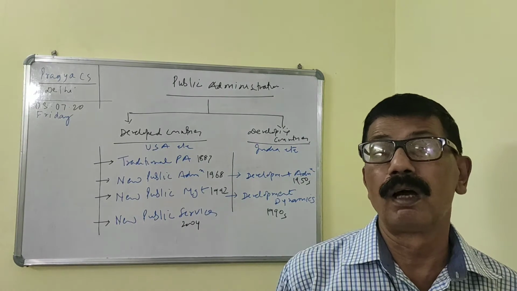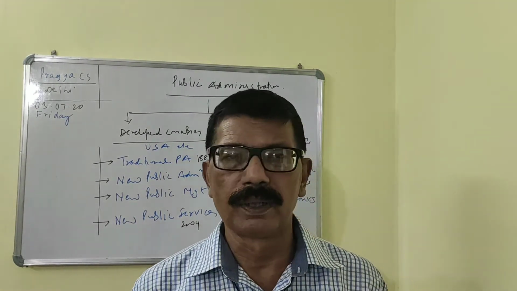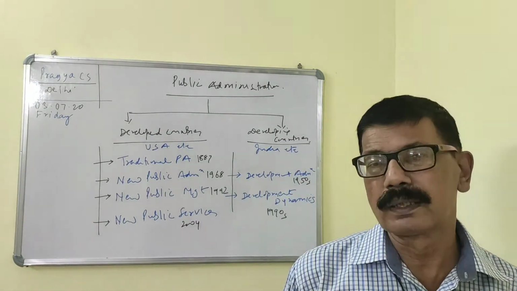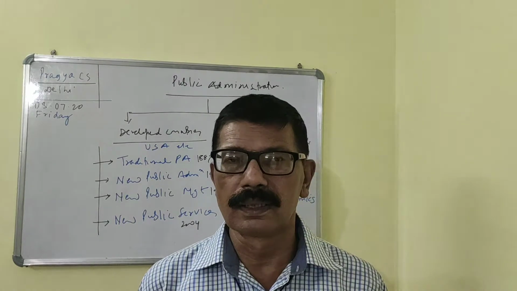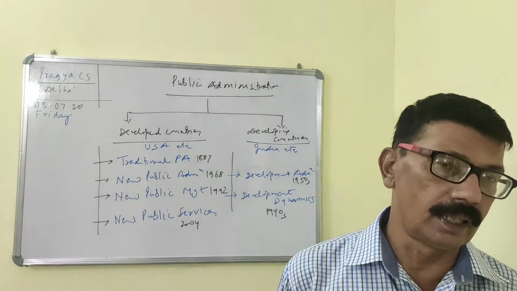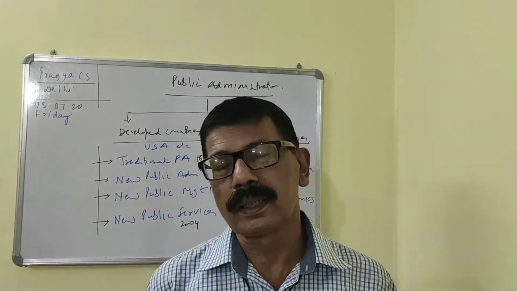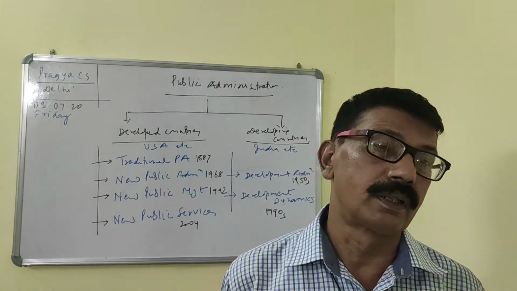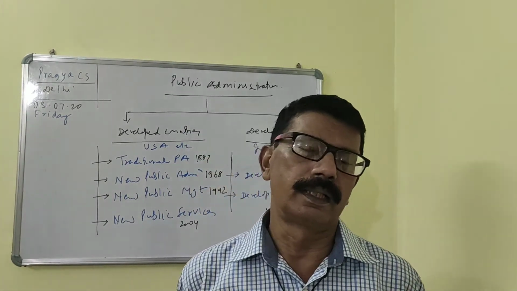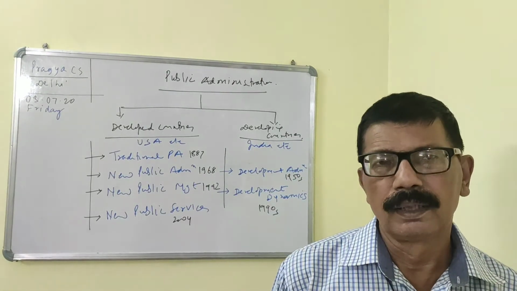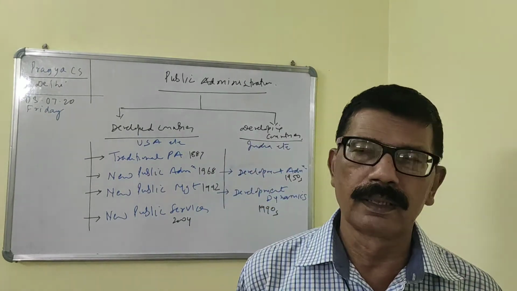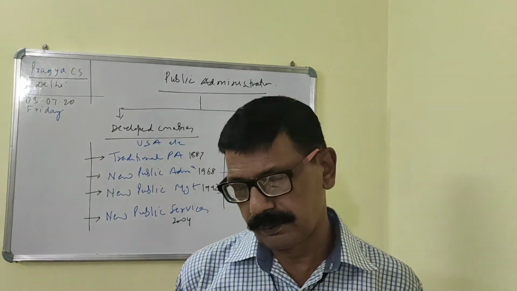This continued for a long period till the arrival of new public administration. The traditional public administration, or you can say the Wilson view of public administration, was in existence between 1887 to 1968. However, after the Second World War, with the change in situation, criticism against traditional public administration started, but it was completely replaced by new public administration from 1960 onwards only.